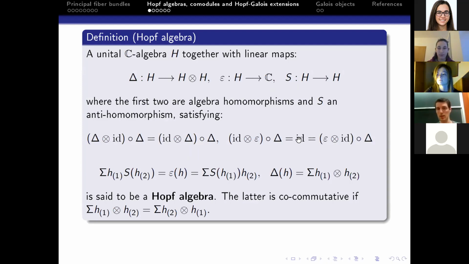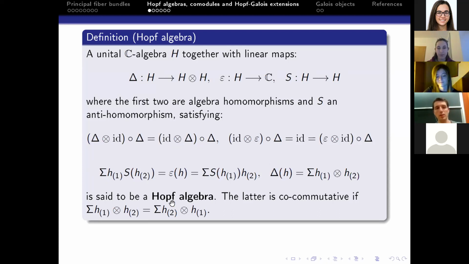And this identity is called the co-unital property of a Hopf algebra. For this S, if we denote delta as this sum, the property that defines an antipode, besides being an anti-homomorphism, is the following, which is more complicated. It is related to the dual of the algebra, but I don't want to talk about this because it may confuse you, and we are not going to need this.